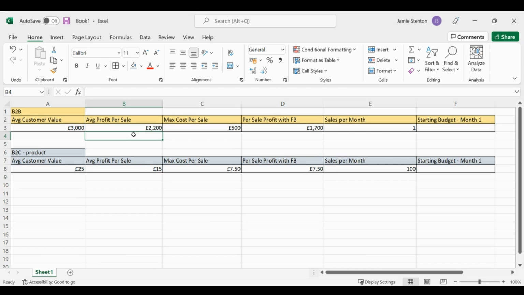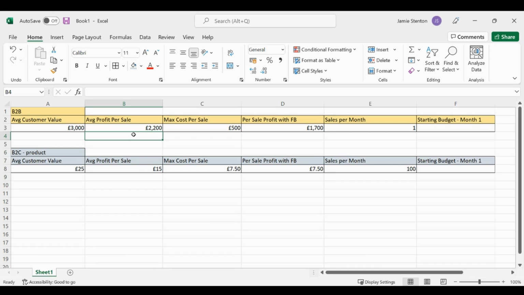Following that, the next question is, how many sales every single month would you need to make in order to make your Facebook ads worthwhile, make it worth the effort of learning how to do it, diving into the platform, running the campaign, spending that budget, etc.